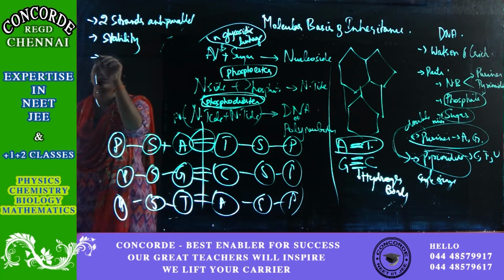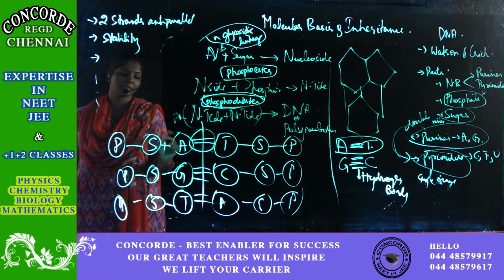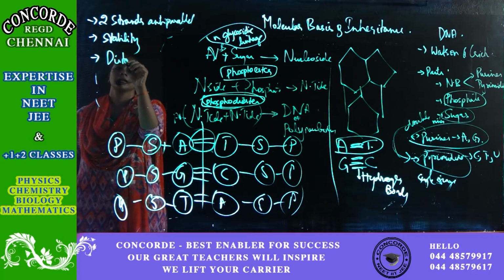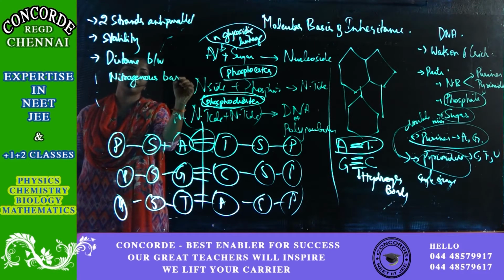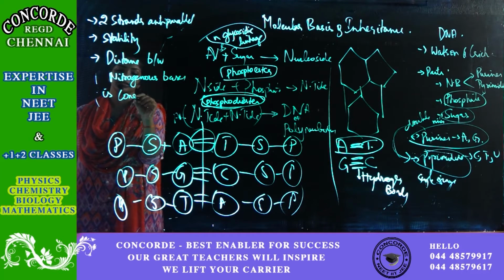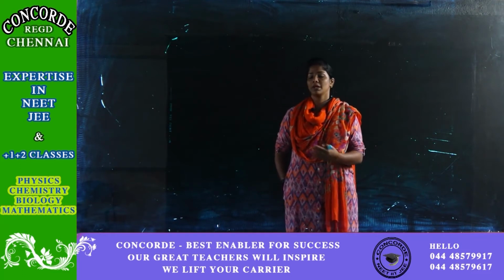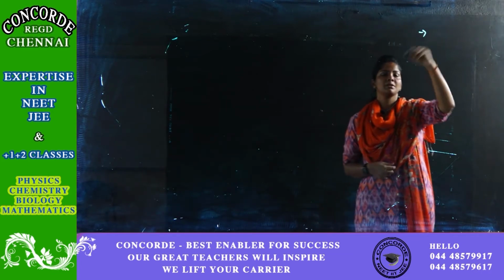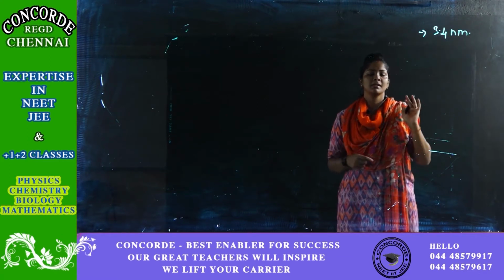And the next thing about the DNA is that for each strand, the distance between the nitrogenous bases is always a constant. So as we were seeing the structure of the DNA, I was talking to you about the distance between the nitrogenous bases. The distance between nitrogenous bases is always a constant, that is about 3.4 nanometer. So this is a constant value.